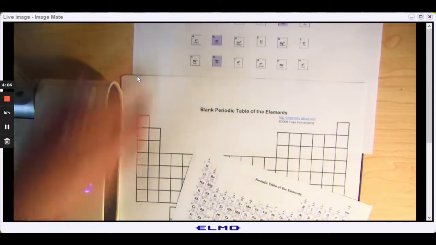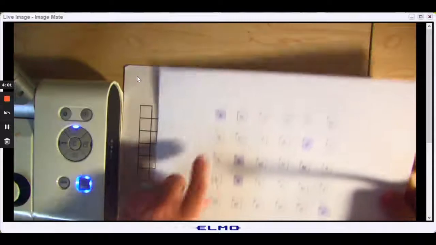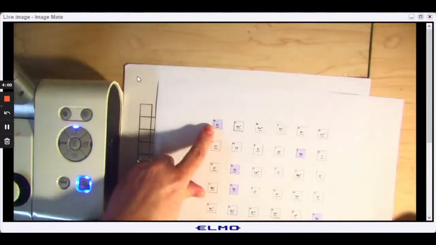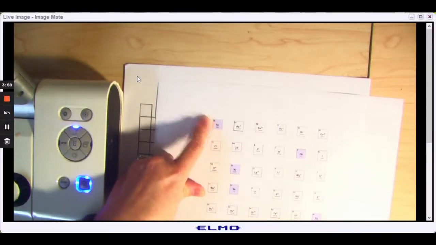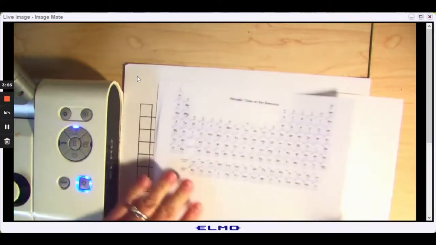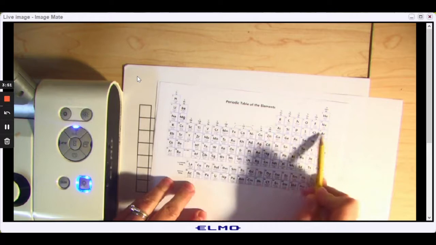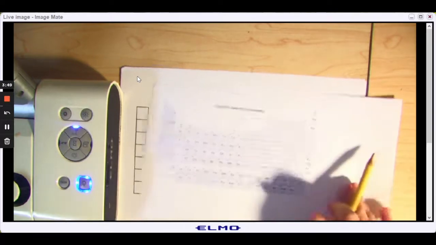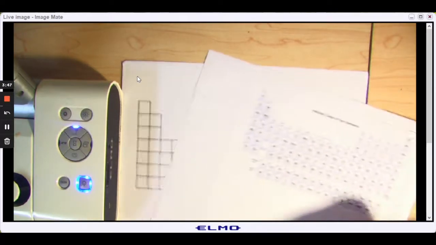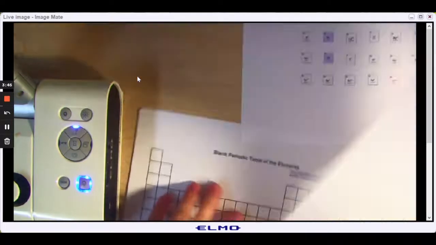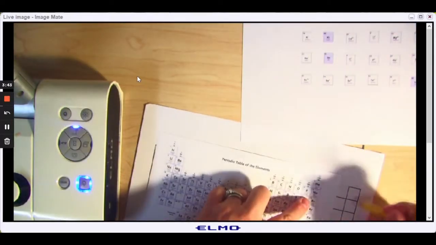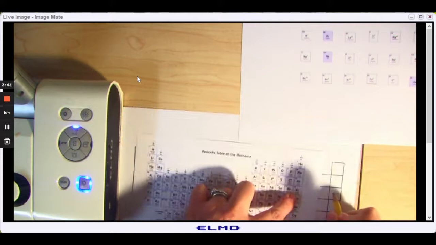I'll start here with argon. So I see argon. I see its number is 18. So I'm going to come here and I'm going to find where 18 is on the chart. And I'm going to, oh, there we go. 18 is argon. And it's going to go 3 down. 1, 2, 3. So argon. And I'm just going to write 18 argon.